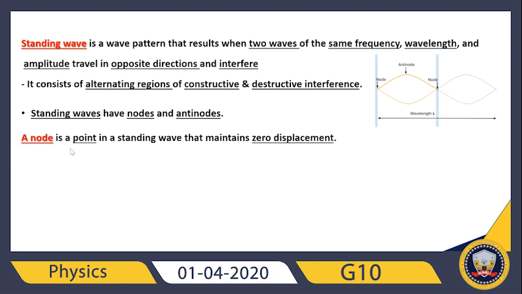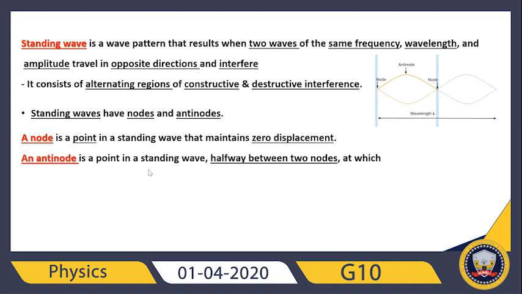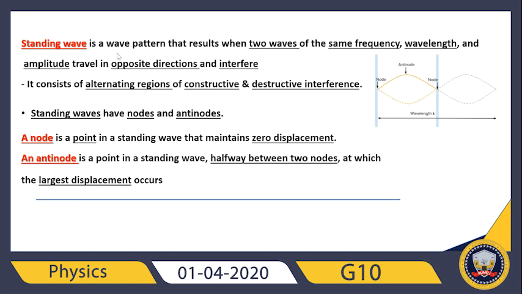A node is a point in a standing wave that maintains 0 displacement. While an antinode is the point in a standing wave halfway between two nodes, at which the largest displacement occurs. So this is called a standing wave. Let's see a short video about standing waves to be more clear.